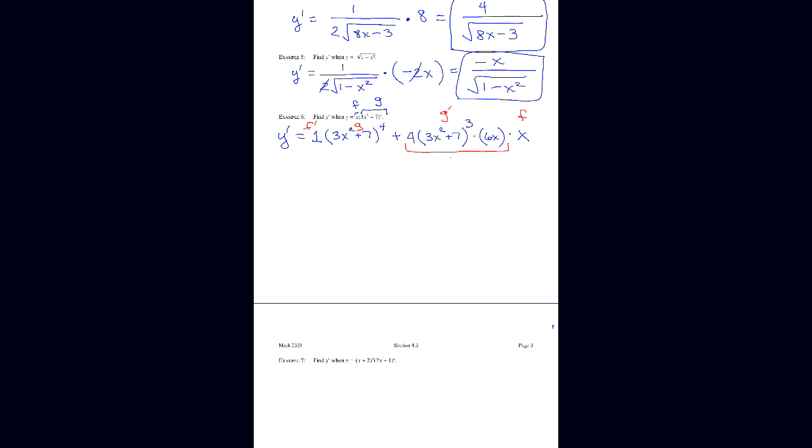So is the g prime the right now? g prime is just this piece right here. Then would that be like the chain rule? It was derived from the chain rule, right? Because g was 3x squared plus 7 to the 4th. So the 4th comes down. 3x squared plus 7, lower the power by 1, times the derivative of the inside.